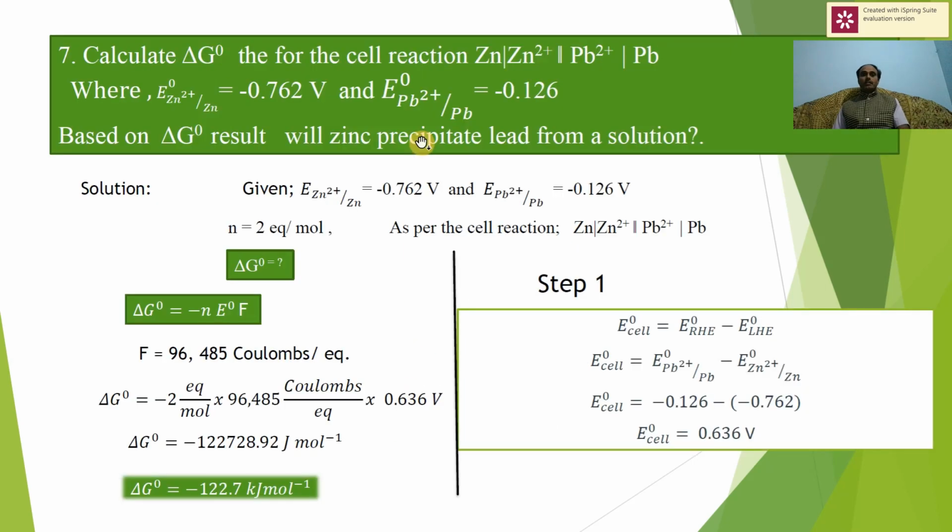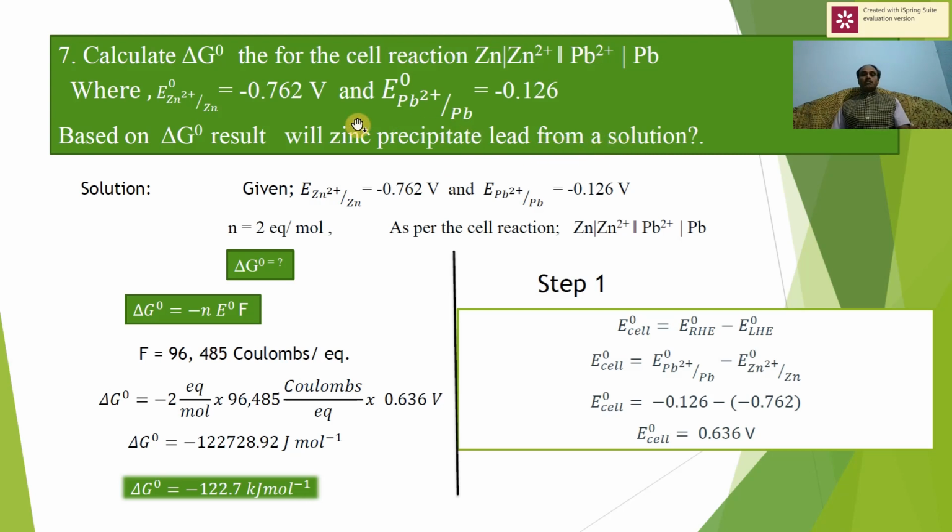Okay, fine. Next problem: calculate delta G naught for the cell reaction Zn | Zn2+ || Pb2+ | Pb. This is the cell representation, where the standard reduction potential of zinc is minus 0.762 volt and the standard reduction potential of lead is given as minus 0.126. Based on the delta G naught result, will zinc precipitate lead from a solution?